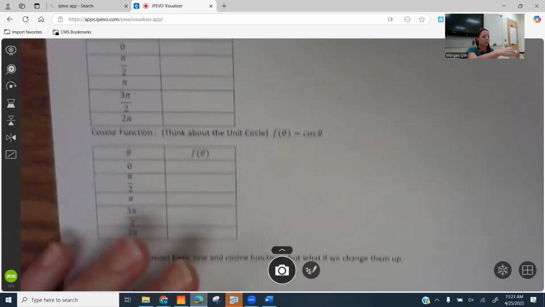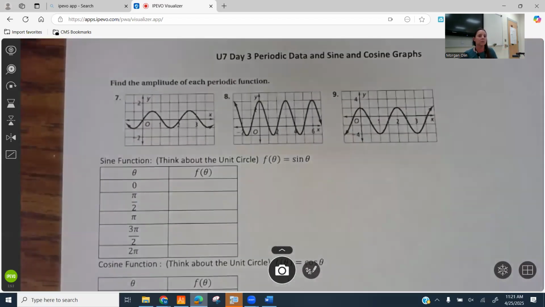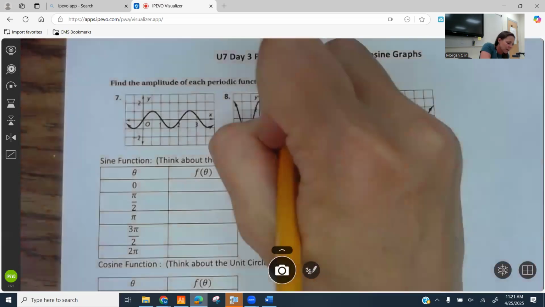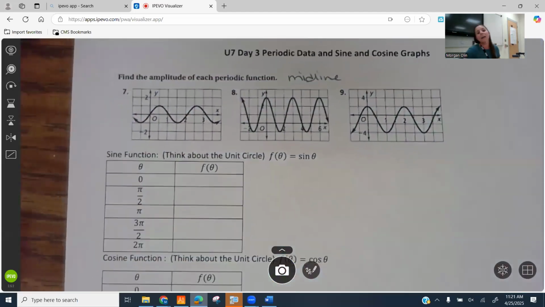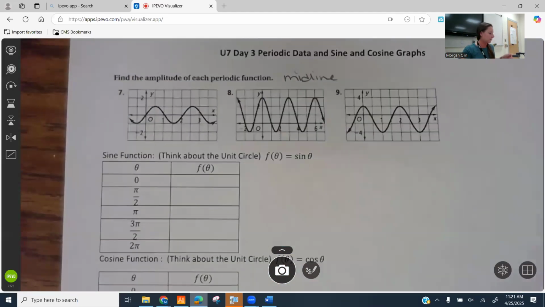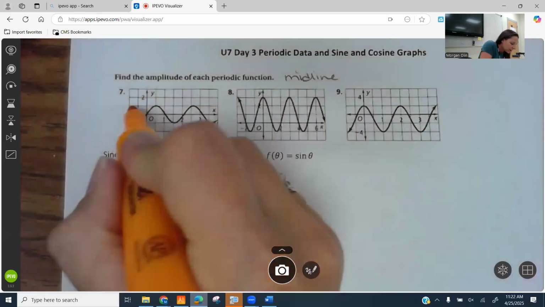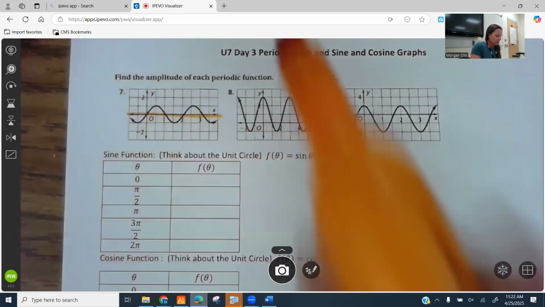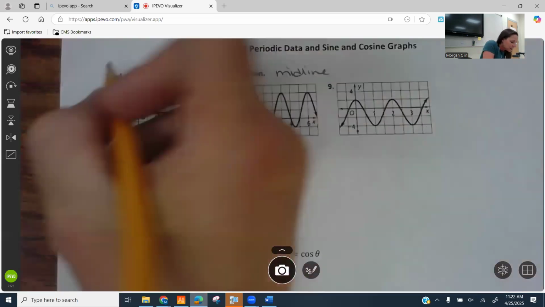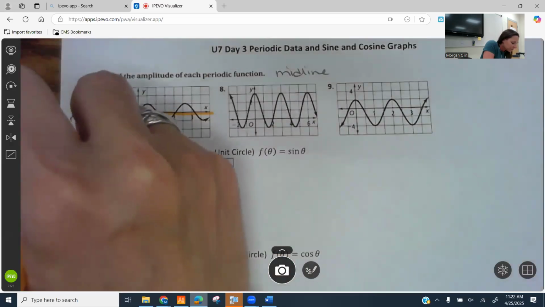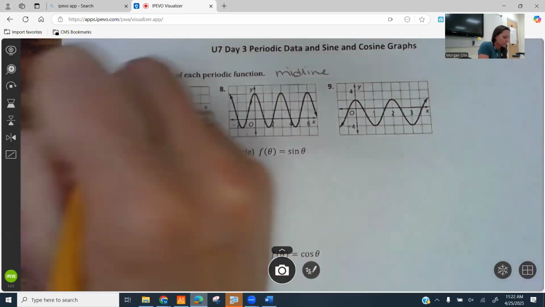All right, so still talking about periodic data, and you still see some of the same graphs. So find the amplitude. I'm actually going to say in there, let's also find the midline as well, because a lot of times I find the midline first. Go highlight it. If I highlight the midline, it's right there in the middle. And since it's the x-axis, the midline is going to be y equals 0.